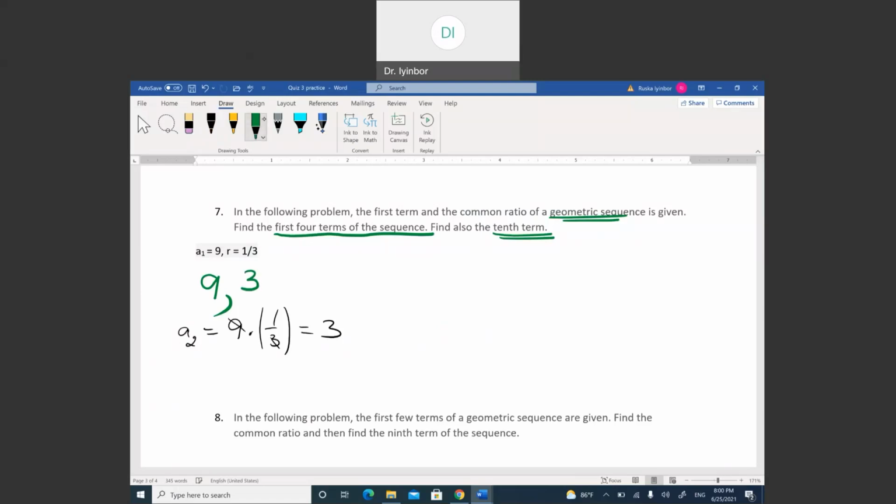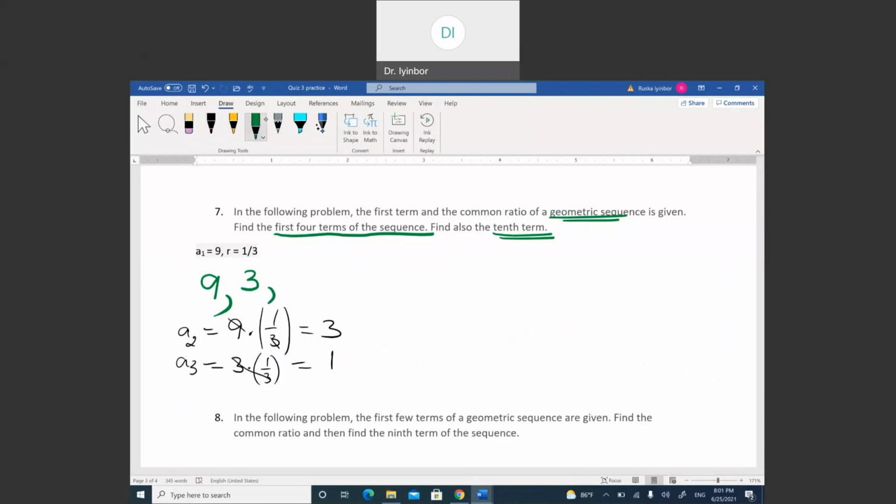And then I'm going to find the third one. I multiply the number I get, 3, by 1/3 again. And here 3 and 3 cancel, so it's going to be 1. So that's my third one.